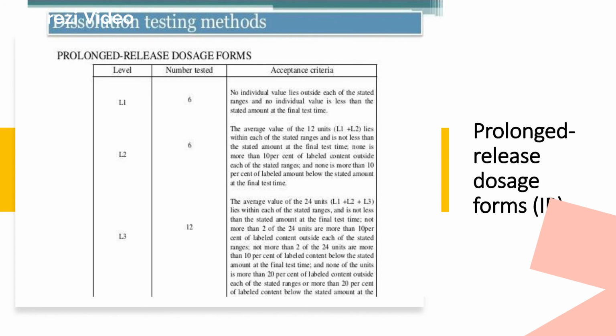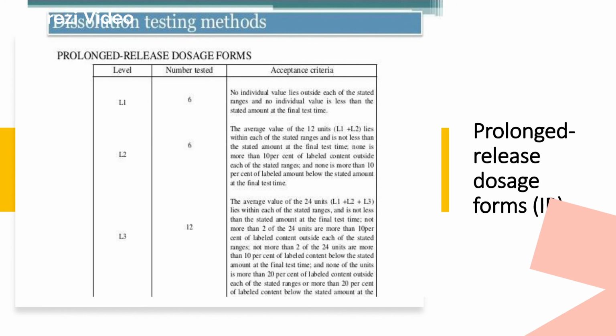Then for L2, again the average value of 12 units, L1 plus L2, lies within each of the stated ranges and is not less than the stated amount at the final test time, and none is more than 10% of the labeled content outside each of the stated ranges. Again, level 3, you have to take 12 units. Now the average of L1 plus L2 plus L3 lies within each of the stated ranges. So they have some acceptance criteria provided, but you need to keep in mind that for the conventional release dosage forms, immediate release dosage forms, pooled samples, and prolonged release dosage forms, the criteria are different.